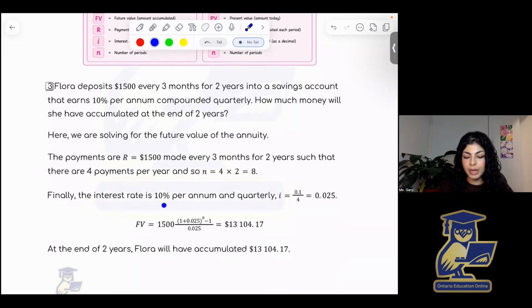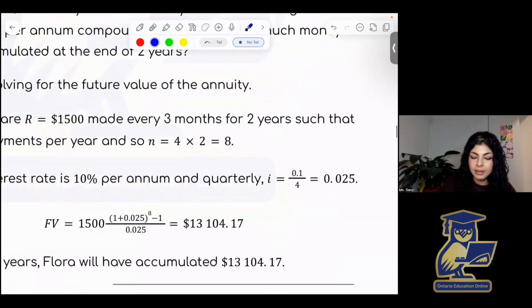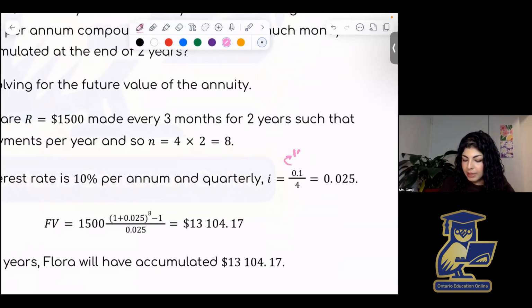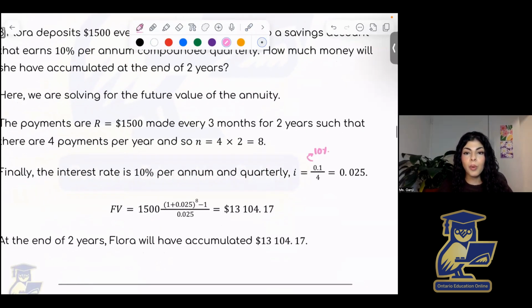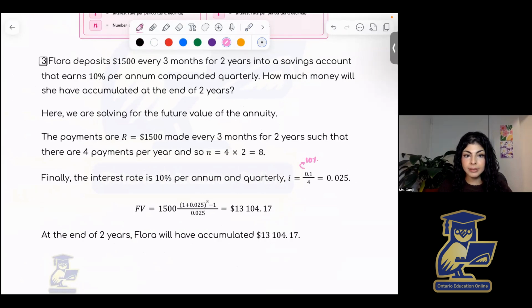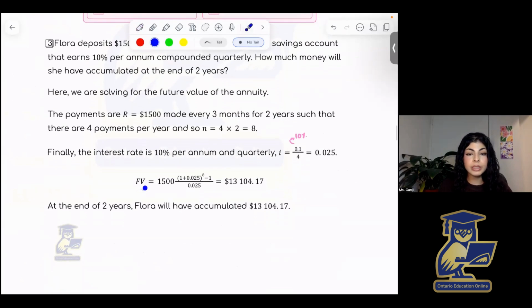Now, for the interest rate, it was 10% per annum and it is compounded quarterly. So I is going to be 0.1, which is just the 10%, divided by 4 because it's quarterly, which gives us 0.025 or 2.5%. Now, substituting all those values into our formula, we find that future value is equal to 1,500 times 1 plus, this is now our I, 0.025 to the power of 8 because it was 8 deposits or compounded 8 times.